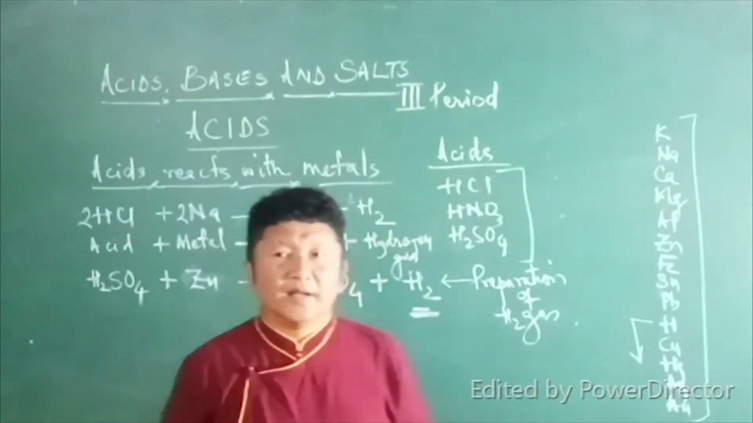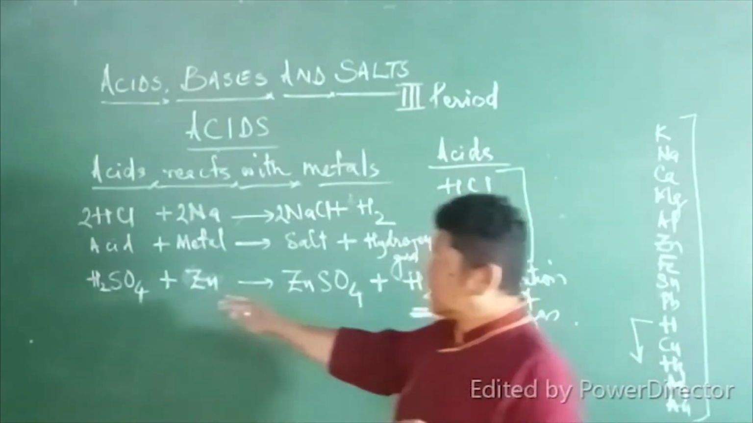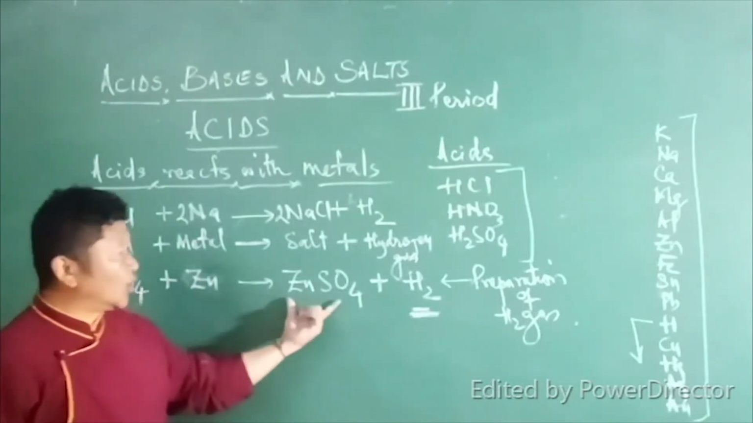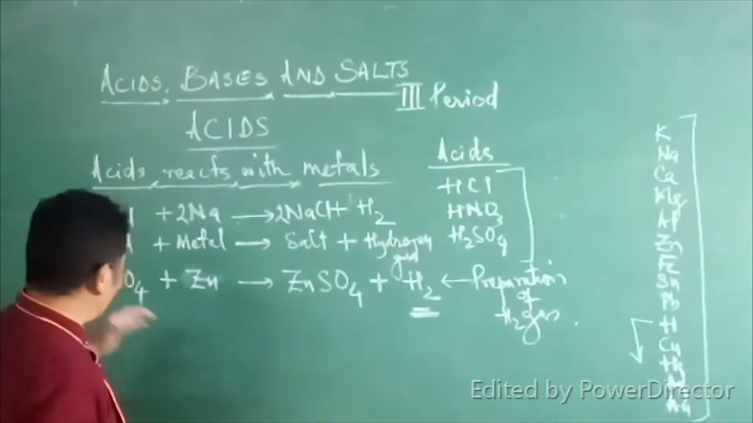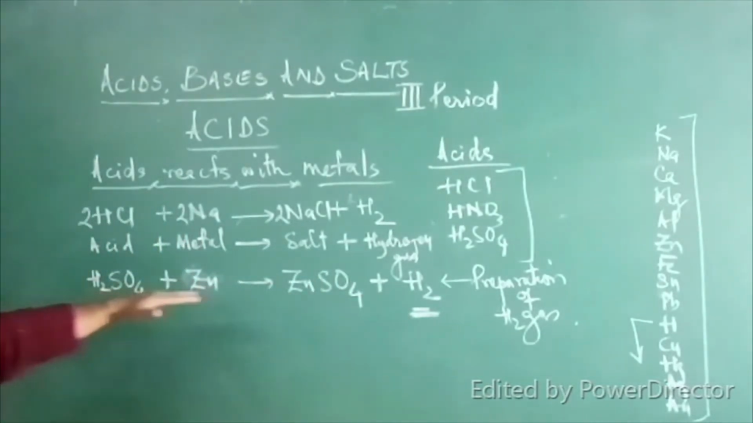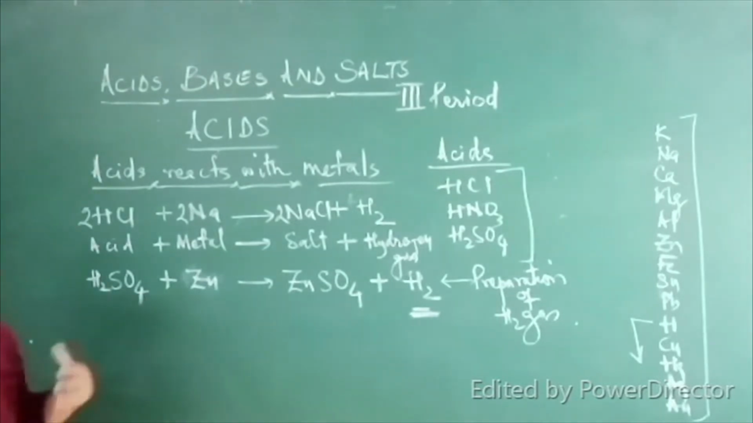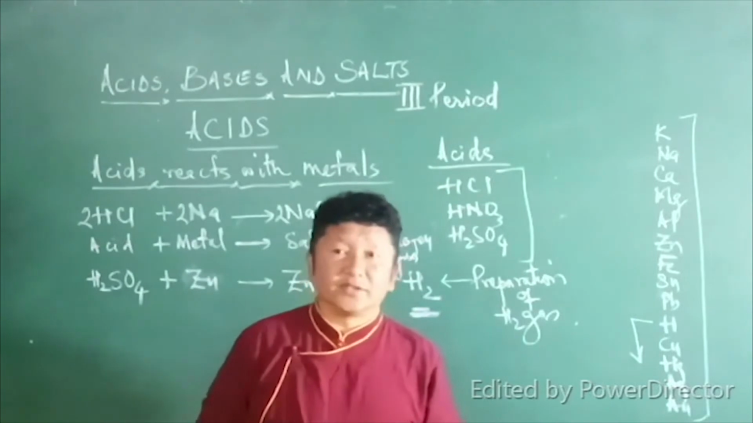Preparation of hydrogen gas in a lab. Acid reacts with metal to form salt and gives hydrogen gas. This is the preparation of hydrogen gas in a lab. But how do you know that there is an evolution of hydrogen gas?